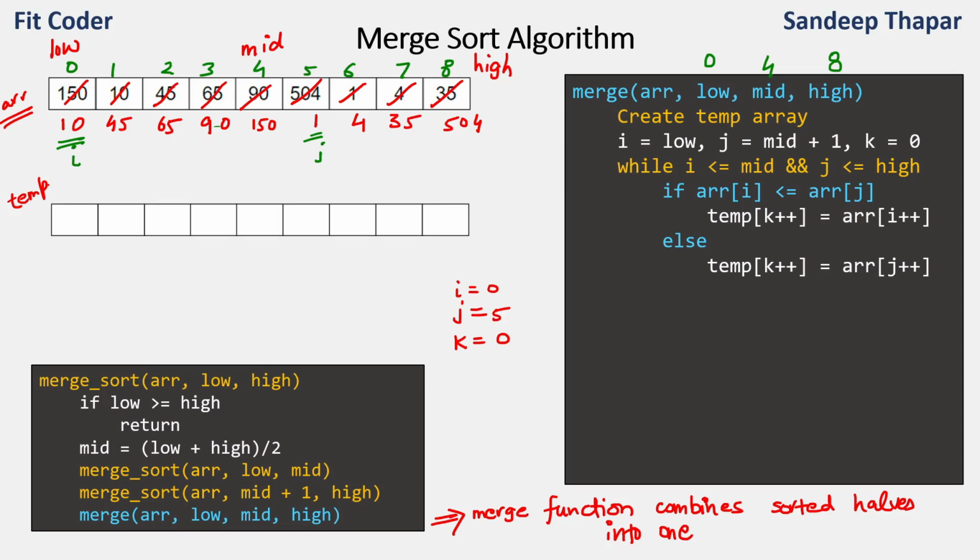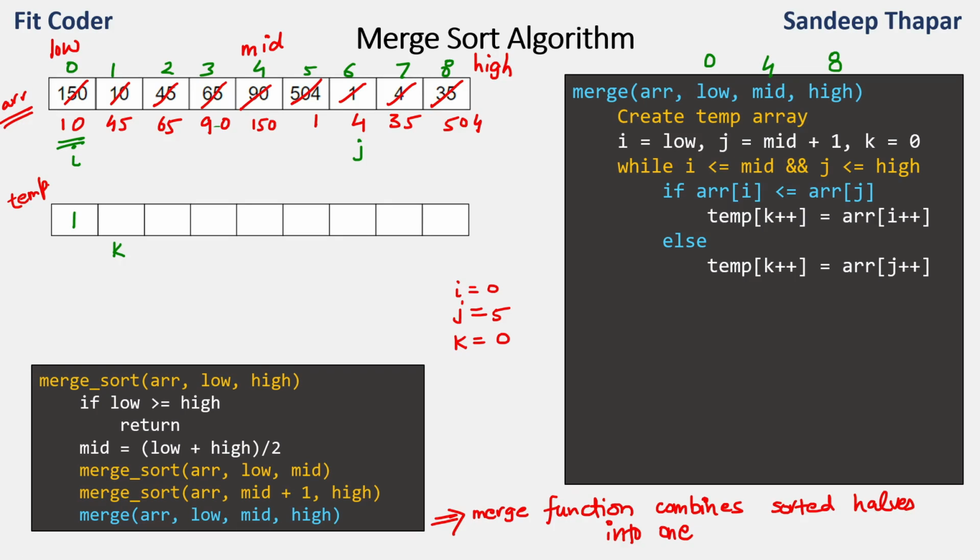Which of these is smaller? Smaller is j. So we keep 1 here and we increment the k index. k is the index for the temp array, so k was 0 and now k will be here. Because we are filling the temp array, we need an index for the temp array, and i and j are the indices for the first half and the second half array. So j will be incremented, and j will come at 4.